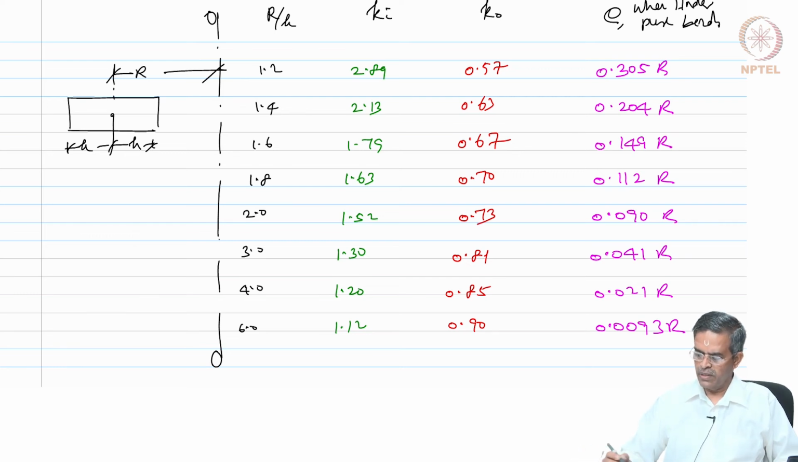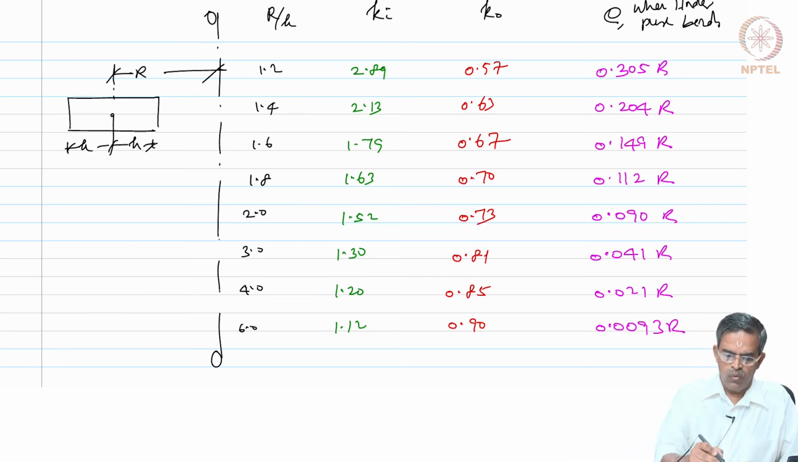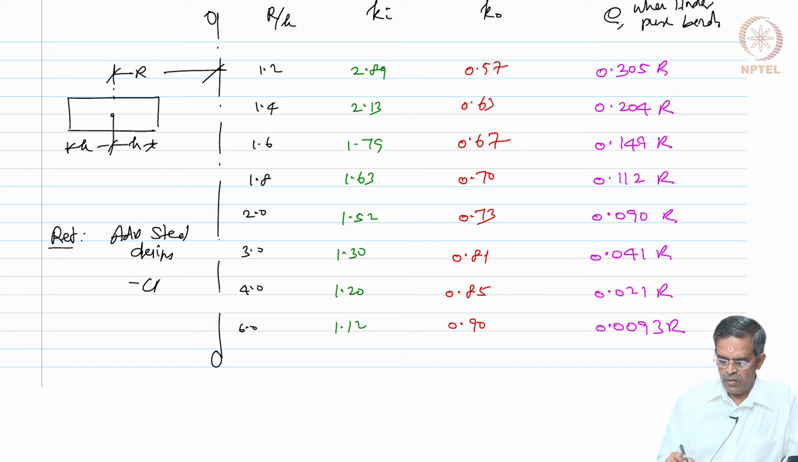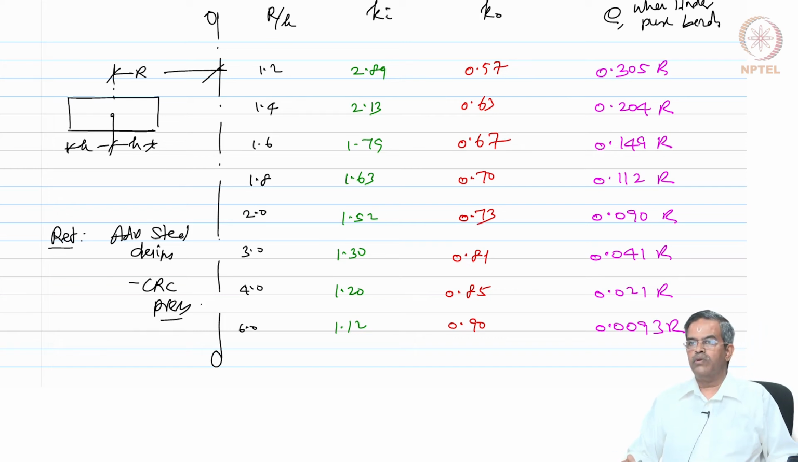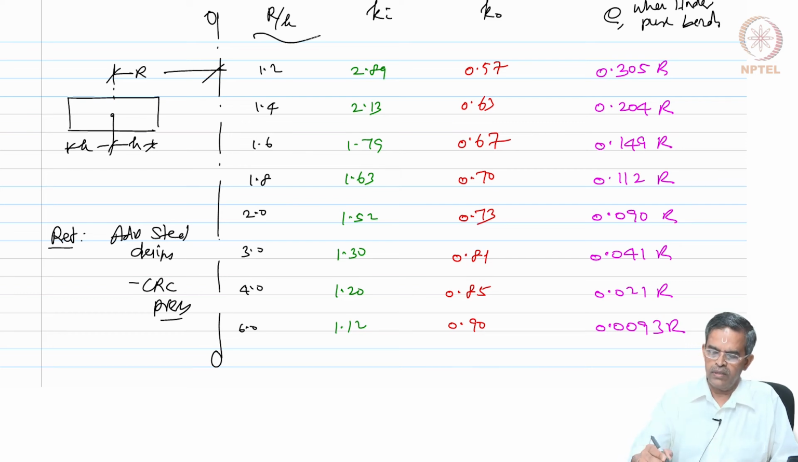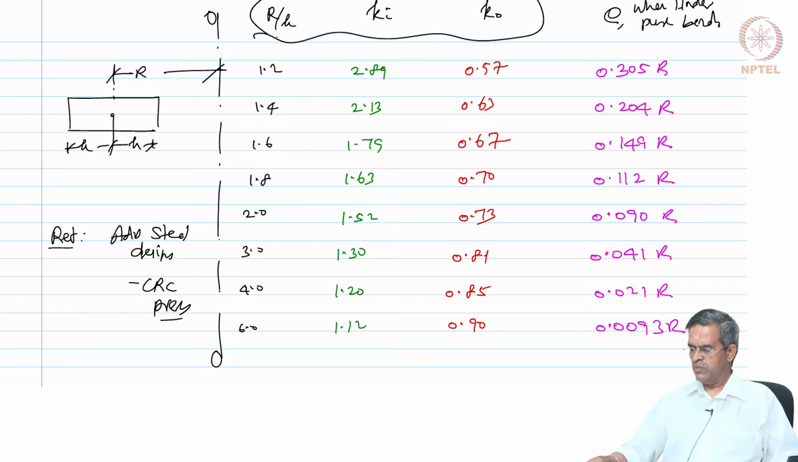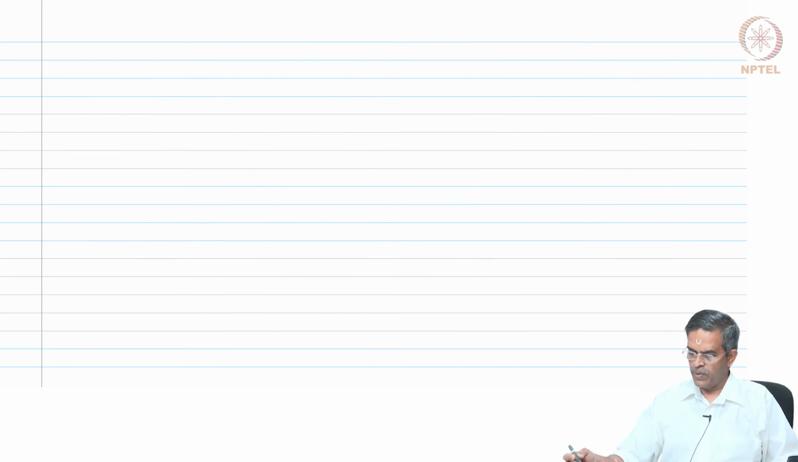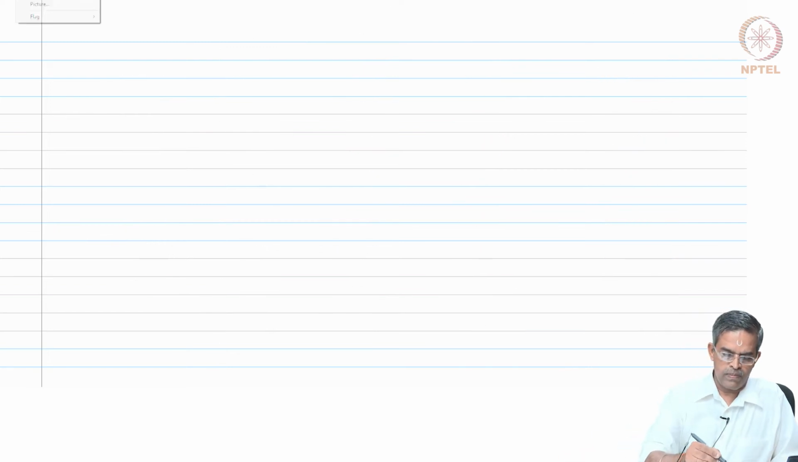So, this is not a very interesting reference. My own book, Advanced Steel Design, written for CRC. Please refer to this book to get more details about the experimental studies conducted by the authors and how they obtained these coefficients. Let us do a couple more examples on circular sections.